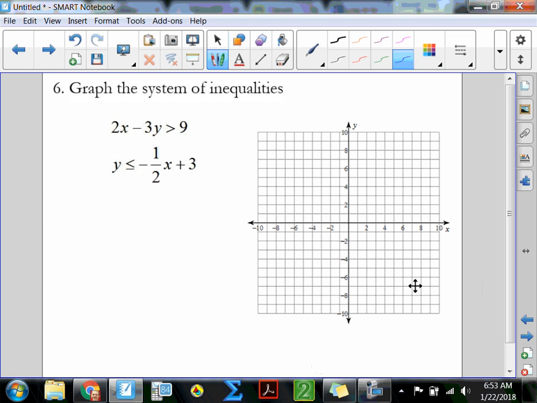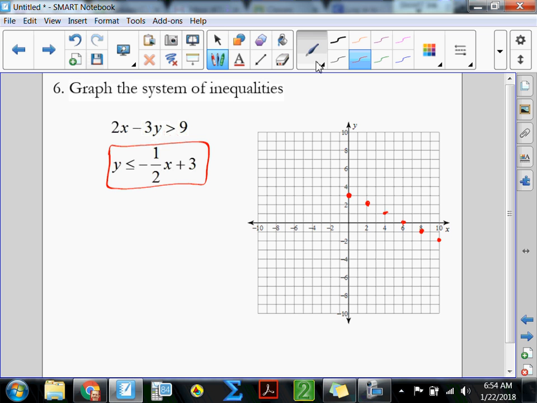Okay, for number 6, I'm going to graph the bottom equation first because it is already in slope-intercept form. I believe on the answer choices that it is a red one, so I'm going to put a red box around it. I'm going to start at 3 and then use my slope of down 1, 2 to the right to graph my line.